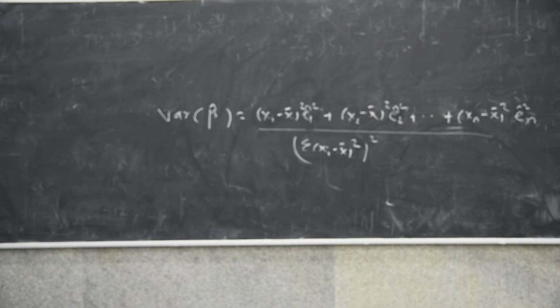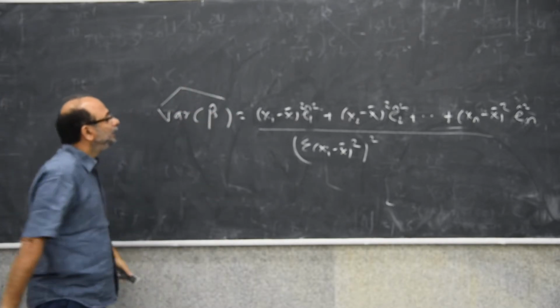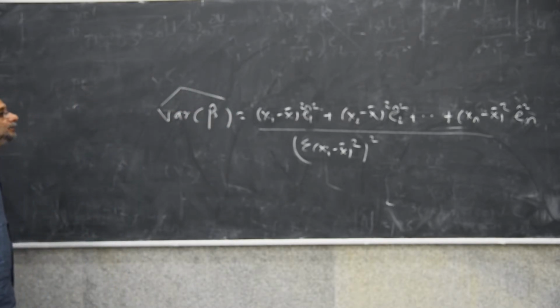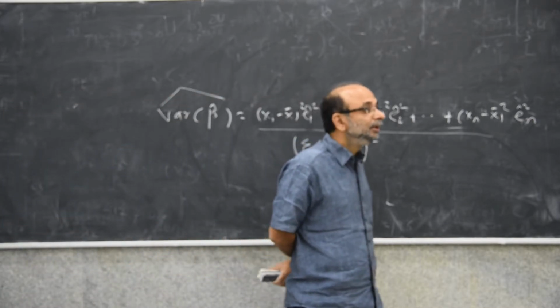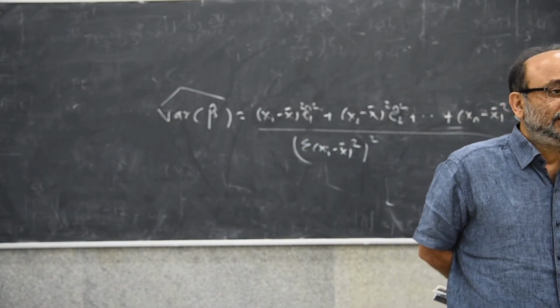So instead of sigma 1 square, the estimated variance of beta hat now is x1 minus x bar square E1 hat square, plus x2 minus x bar square E2 hat square, up to xn minus x bar square En hat square, upon summation xi minus x bar square whole square. If you did that, then you would be doing what are called White's heteroscedasticity consistent variance covariance matrices.